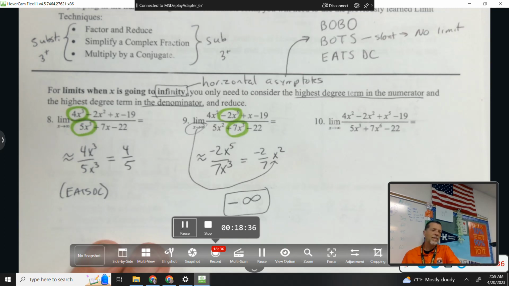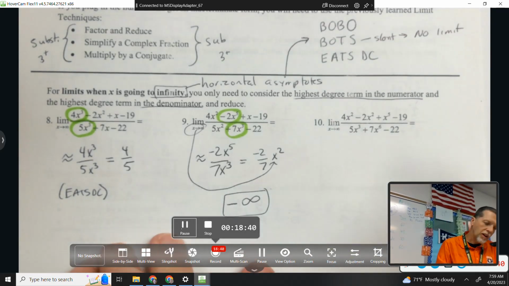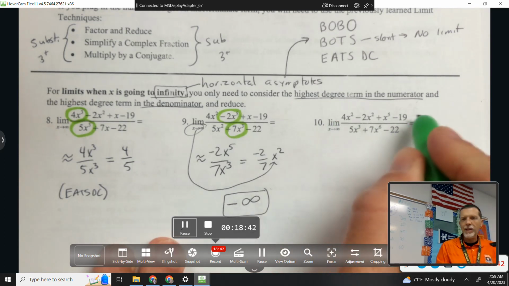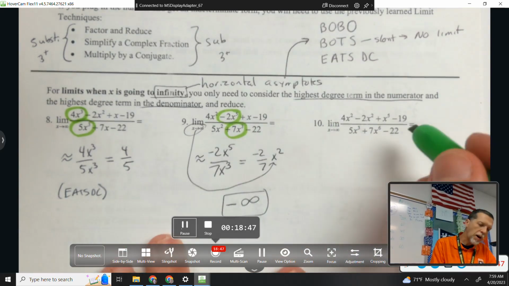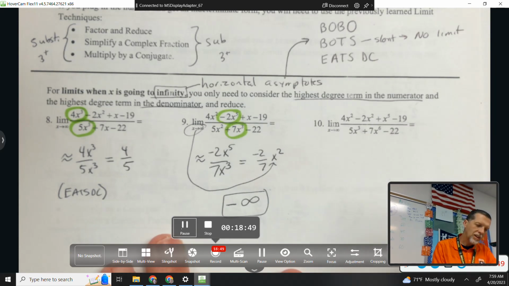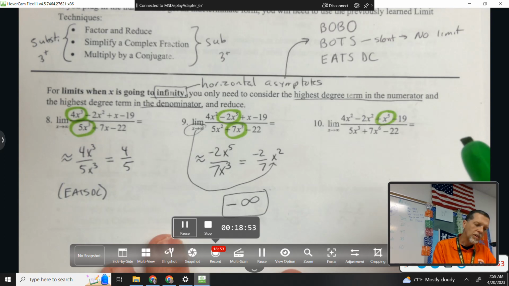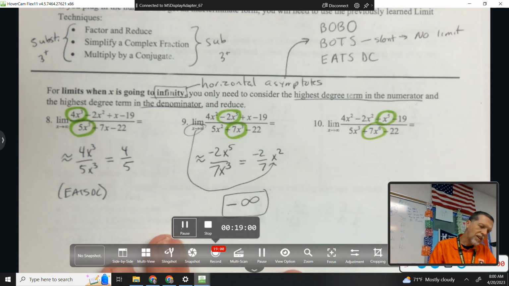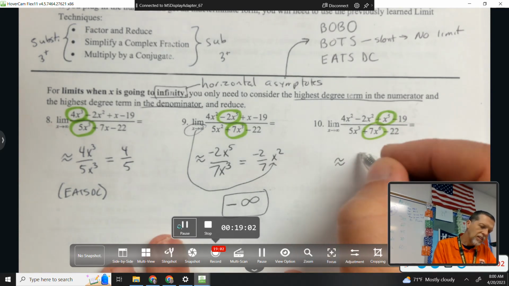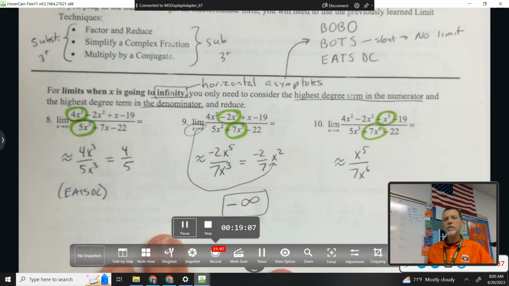I don't know that the saying is really helpful anymore. I think you're just looking at the biggest powers and go from there. Do be careful, though, because we like to put them not in the right order to just mess with you. So what's the highest power of the numerator of number 10? Well, on the top part is x to the 5th, and on the bottom part is 7x to the 6th. So this thing is headed toward x to the 5th over 7x to the 6th.